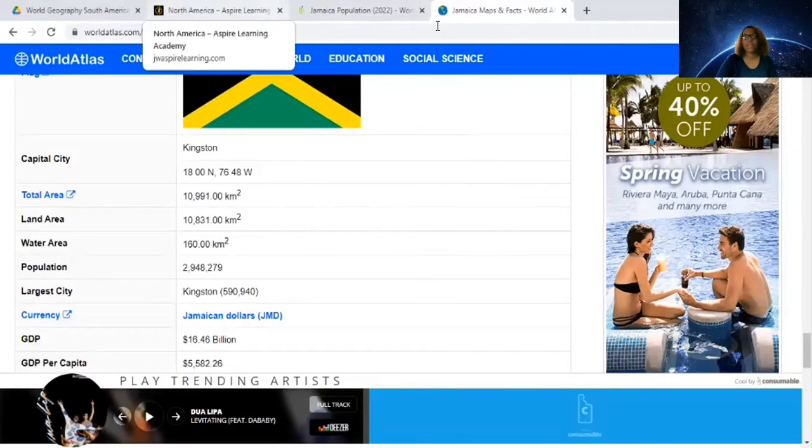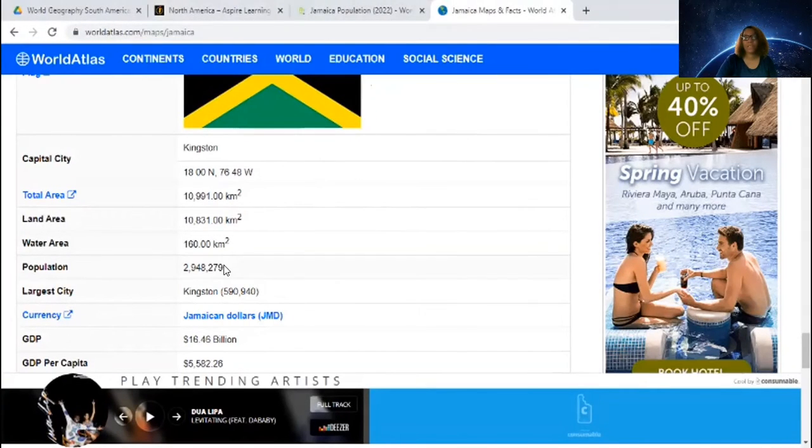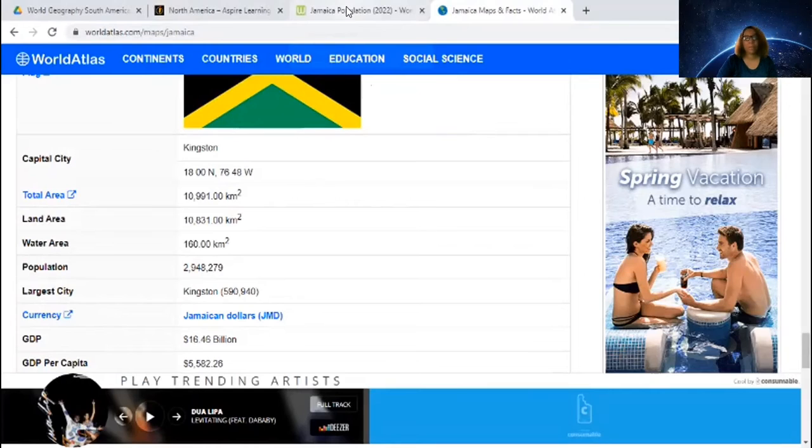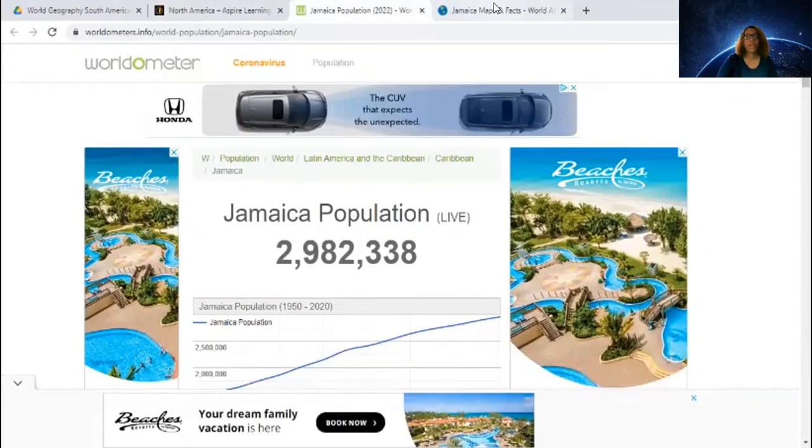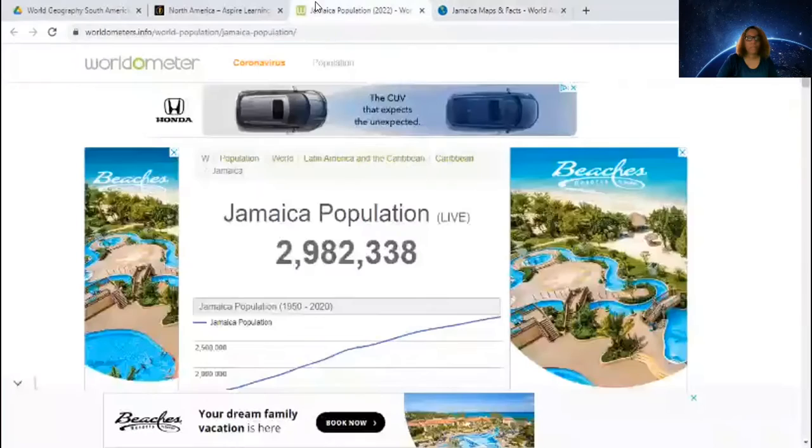But it is different than what they have here, because once again, these websites are probably updated about once a year, whereas this is updated live. All right, but there's a difference by about 40,000, right?